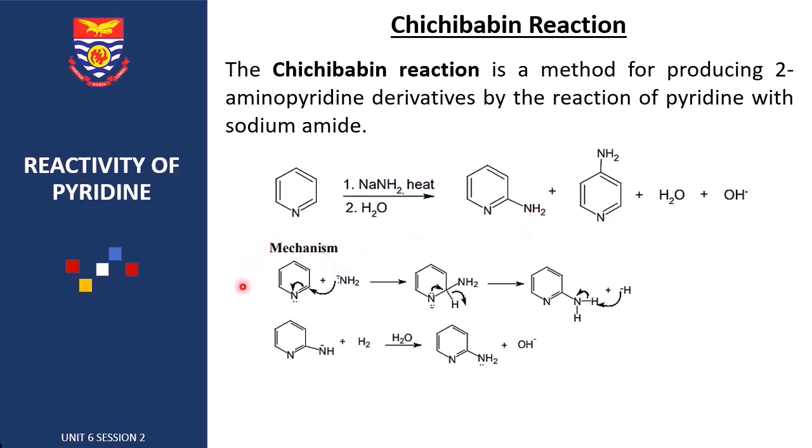We can look at the mechanism here. The incoming amine comes in, and there's the elimination of hydrogen to keep our amine group here, and then finally the removal of another hydrogen through hydrolysis to produce our resulting 2-aminopyridine.